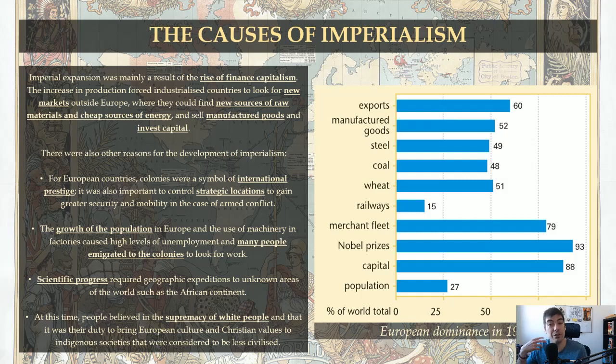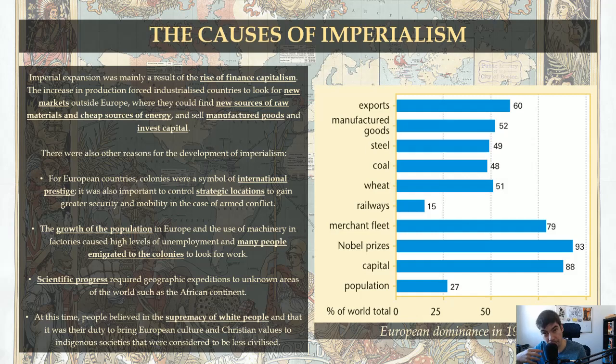For example, the international prestige. Yo la tengo más grande que tú. And it was also for military reasons, to control strategic locations for their own security, also to allocate most of this population that was unemployed in the metropolis. So many people actually had to emigrate to these new colonies in order to look for a better way of life. Also for the scientific progress, which required geographic expeditions to unknown areas, mainly the interior of the African continent.